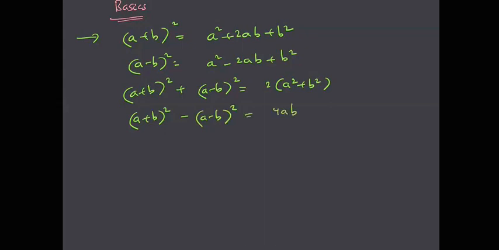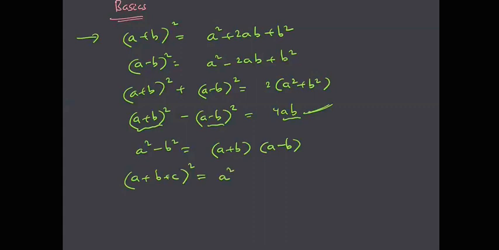All these are pretty useful, you need to remember. This last one is also very useful. If you know a + b and if you know ab, and if you want to find out a − b, then this identity is very useful. Next, a² − b² is equal to (a + b)(a − b).